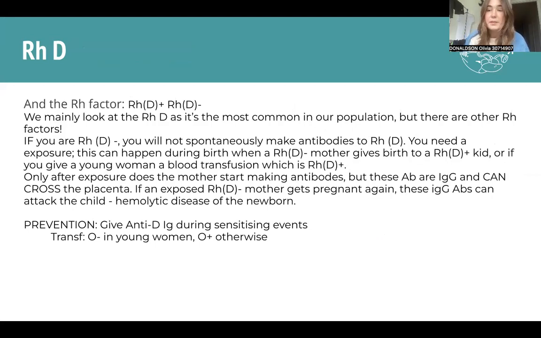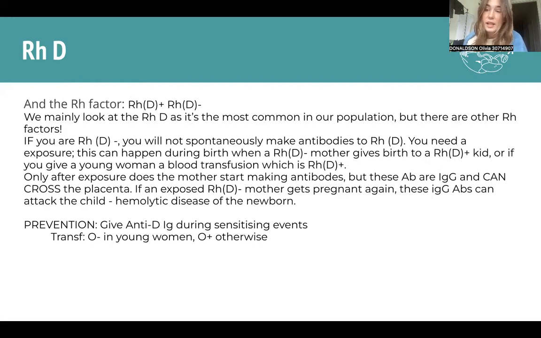We mainly look at rhesus factor D because that's the most common in our population, and you can be rhesus factor D positive or rhesus factor D negative. Now, important to know, unlike the other main blood types, you need an exposure to start developing rhesus factor antibodies. And the antibodies you develop are IgG, which can cross the placenta.